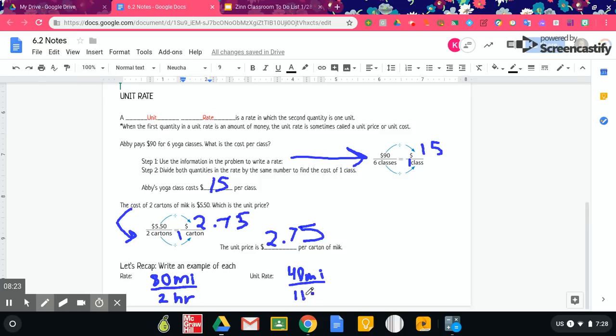All right, get all that copied down, glue them into your handy dandy notebook, and then move on.